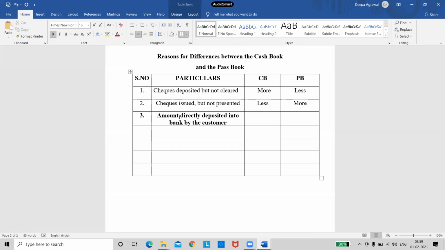So Mr. X is my customer. He had to pay me some amount. So what he did, instead of giving me the cash or instead of giving me a check, he directly put the amount in my bank account. So my customer is directly giving me the amount in my bank account. So how is he paying me? He's directly depositing the amount into my bank account. Now in this case, which book will record the entry first?